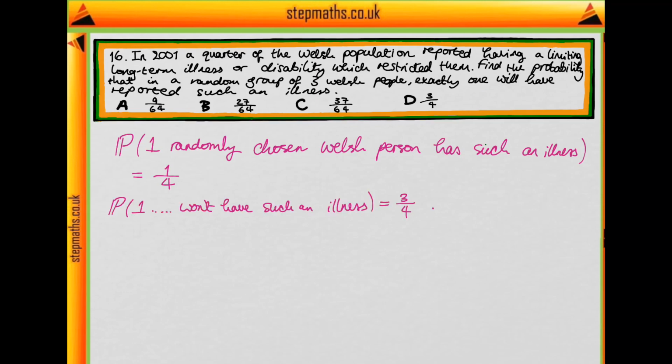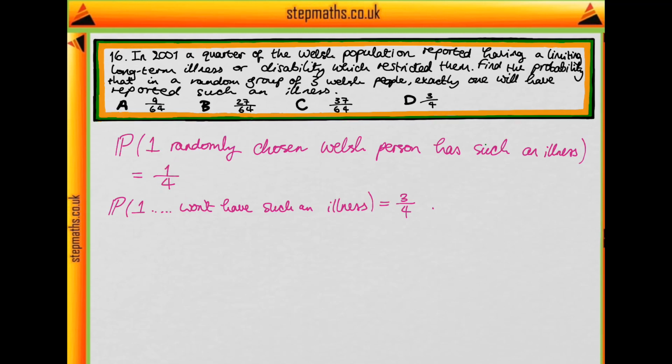Okay, so the next thing we want to do is the probability that 1 randomly chosen Welsh person doesn't have such an illness. And this has got to be 3/4, because the total probability must equal 1 between these 2 things. So to find the 3/4, we do 1 minus 1/4, which is the probability that they do.